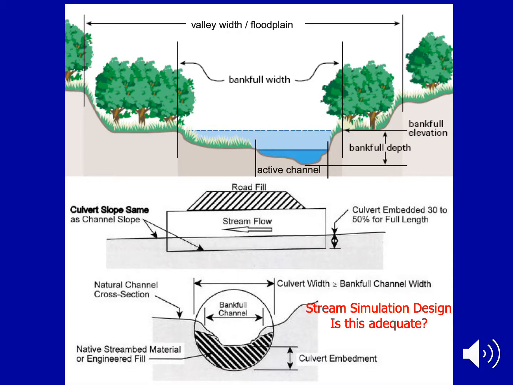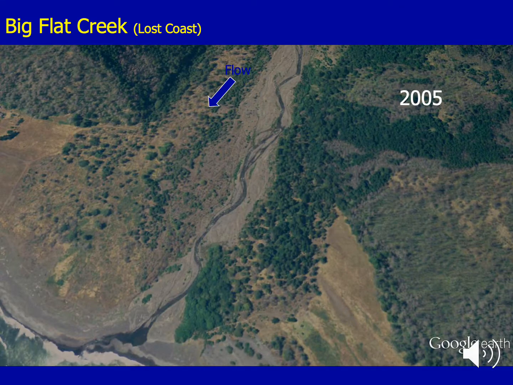Is stream simulation enough? Basically making your design capture the bankful channel width. Here's your active channel, here's your bankful, here's your floodplain. If we're just at the bankful channel, can you impact greenfield fish passage? And I'm going to walk through an example showing you how yes, you can.